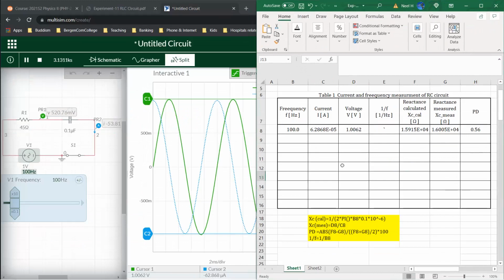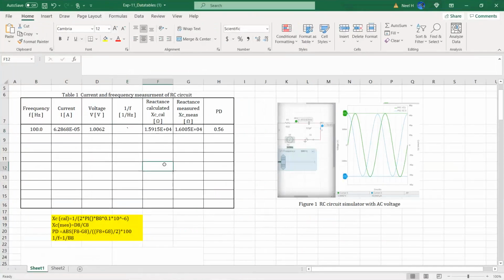So we know the reactance must be a function of the frequency. Which means if I increase the frequency, I should see that effect on these reactance values. Okay, so that's the idea.